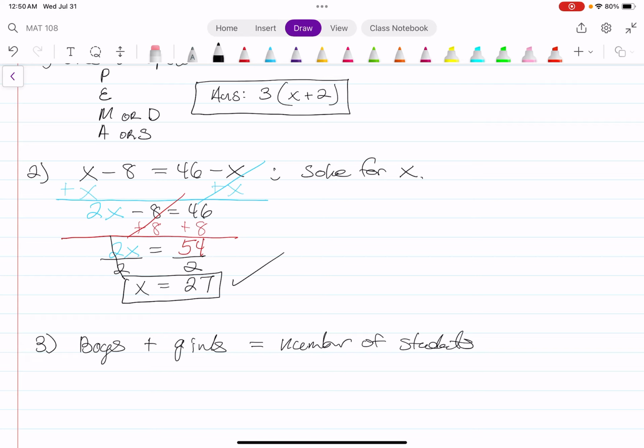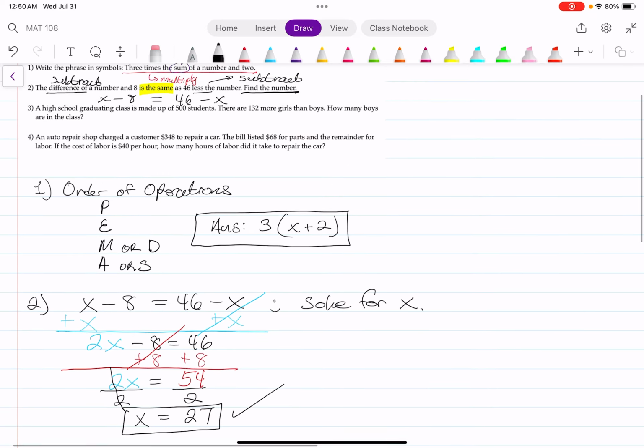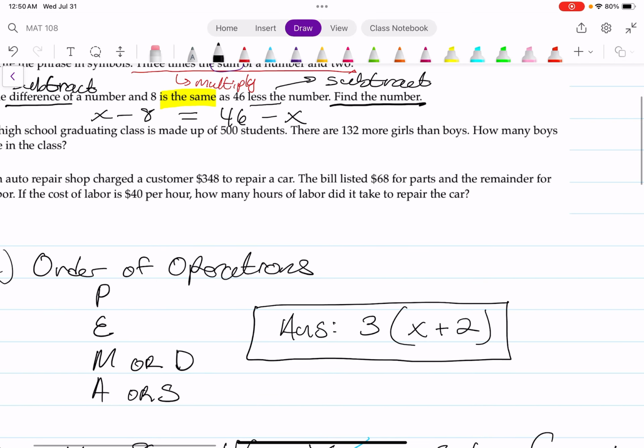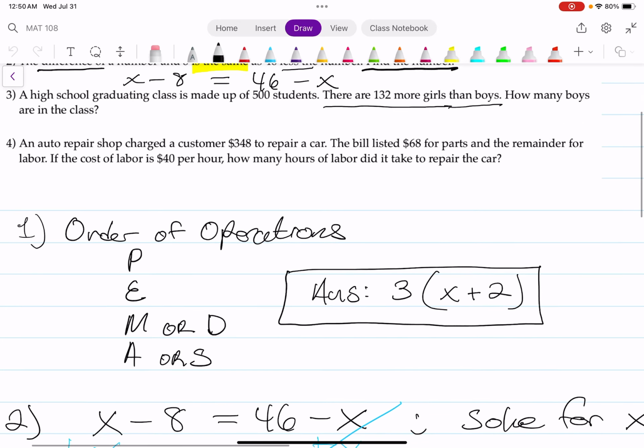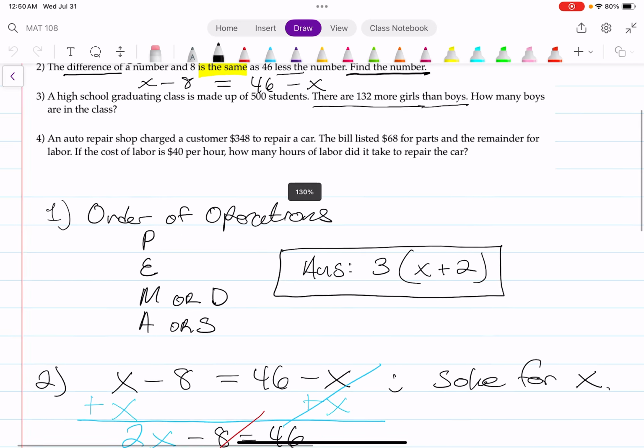For most, you guys can probably just get straight to the math, but I want to set it up for those that may be a little bit unsure on how to approach it. When you go back and read the question, it says there are 132 more girls than boys. What does that mean? That means that however many boys we have in the graduating class, there will be 132 more girls.